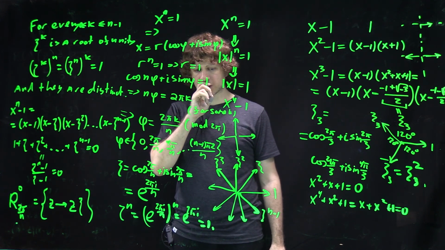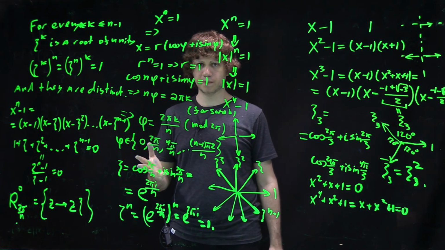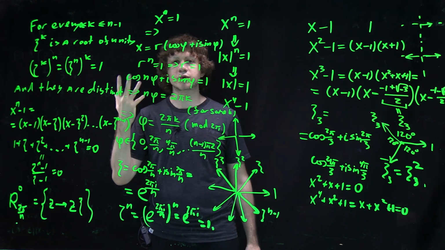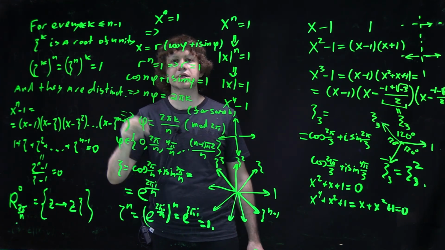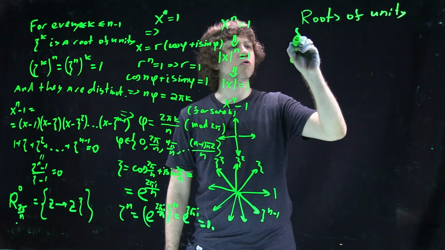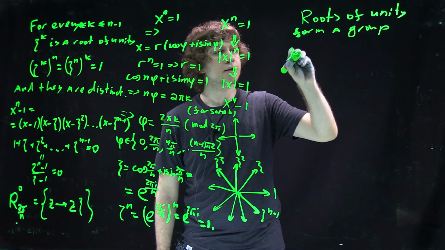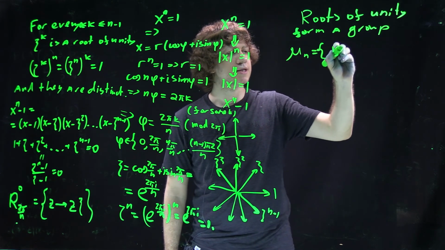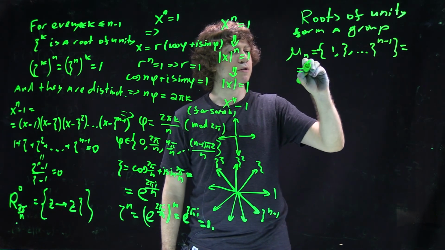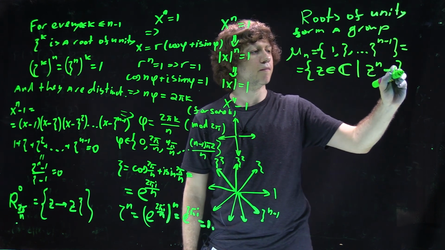Maybe the last thing I want to mention is that roots of unity form a group. So remember, a group is a structure where there is an operation and you can multiply, there is an inverse, and there is a unity. Let me now explain what I mean by that. The roots of unity form a group. The notation is mu n. This group has just n elements, and otherwise you can say that this is the set of z inside C such that z power n equals 1.